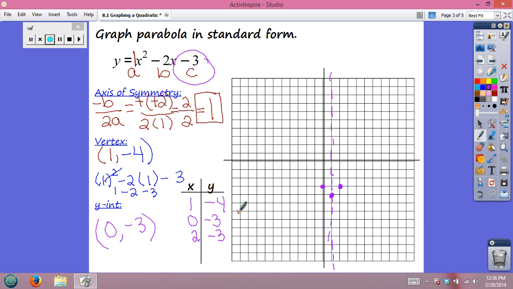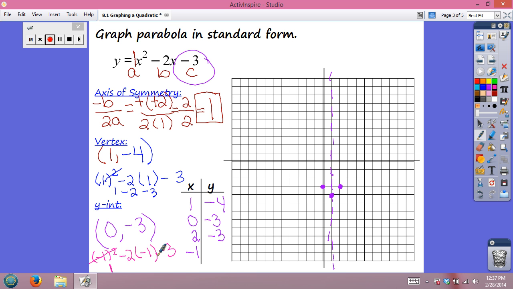And we need to pick one more value at least because we need at least 5 points. So I'm going to pick negative 1 because it's an easy number and we haven't used it yet. So if I pick negative 1, let's plug that into our equation. So we have negative 1 squared minus 2 times negative 1 minus 3. Now let's go ahead and evaluate this little expression. Negative 1 squared is negative 1 times negative 1, which is just 1.